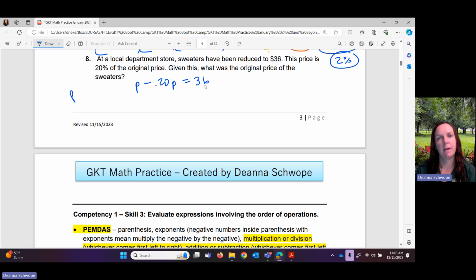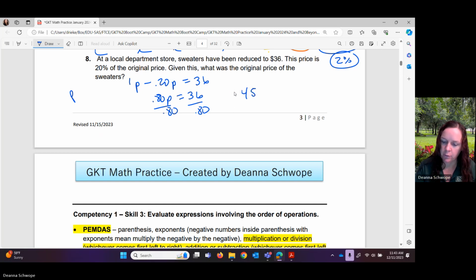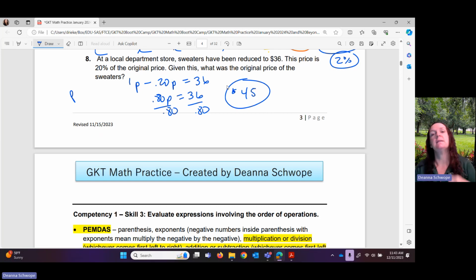So take a second to think about that. The original price, P, minus 20% of P was $36. So if we say there's a 1 in front of that P, it's 0.80P equals $36. Just doing a little bit of algebra here, 36 divided by 0.8 is $45. So the original price of the sweater was $45.